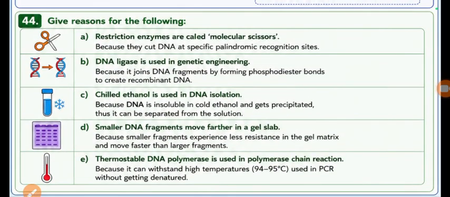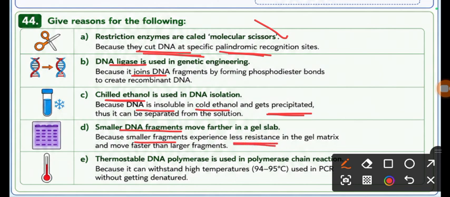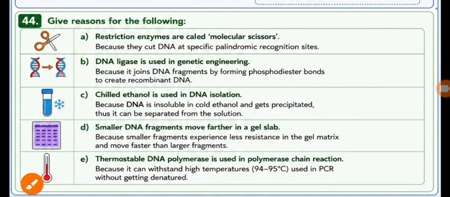Next, we have last question. Give reasons for the following. Restriction enzymes are called molecular scissors because they cut the DNA at a specific palindromic sequence site. DNA ligase is used in genetic engineering because DNA ligase has the capacity to join DNA fragments. Chilled ethanol is used in DNA isolation because DNA is insoluble in cold ethanol, so it gets easily precipitated. Smaller DNA fragments move farther in gel slab because smaller DNA fragments experience less resistance in the gel matrix. And thermostable DNA polymerase is used in polymerase chain reaction because it can withstand high temperature.